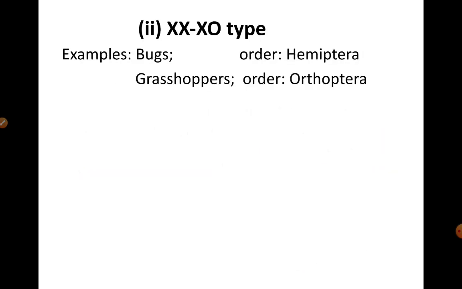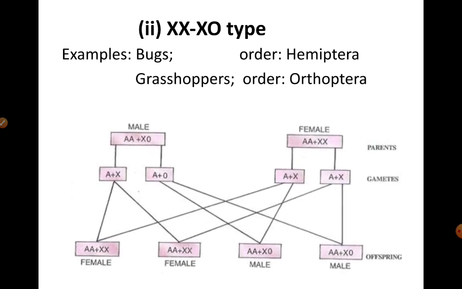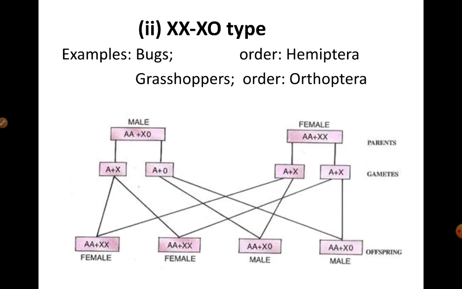Now if you look at the other type, the XX and XO, here the male is heterogametic, having only one X chromosome and lacking the other sex chromosome. Such examples are normally seen in roundworms and in some insects, like some bugs belonging to the order Hemiptera, or in grasshoppers, or some insects belonging to the order Orthoptera. So here the females will have two sex chromosomes represented as X and X.